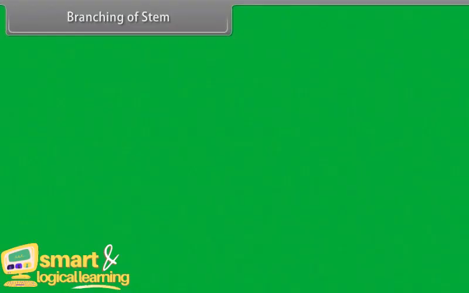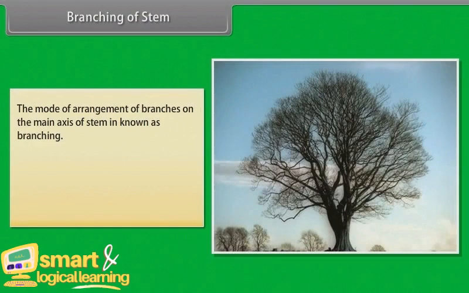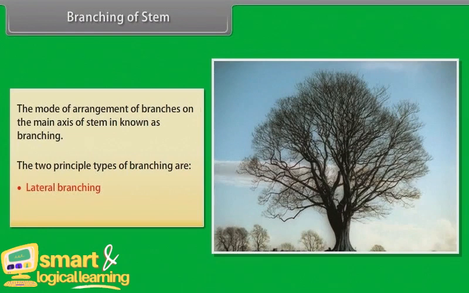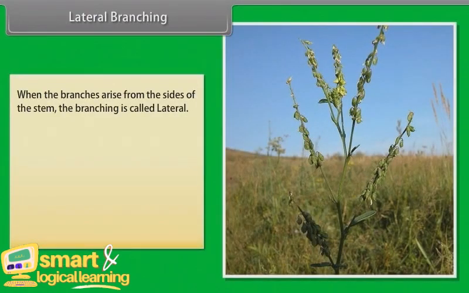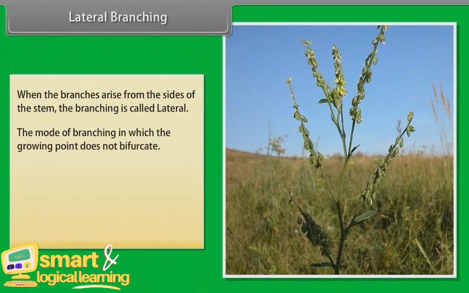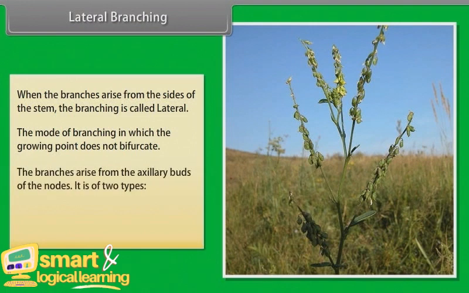Branching of stem. The mode of arrangement of branches on the main axis of stem is known as branching. The two principal types of branching are lateral branching and dichotomous branching. Lateral branching. When the branches arise from the sides of the stem, the branching is called lateral. It is the mode of branching in which the growing point does not bifurcate. The branches arise from the axillary buds of the nodes.